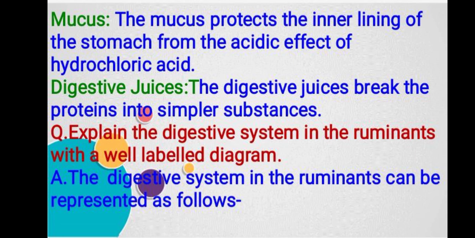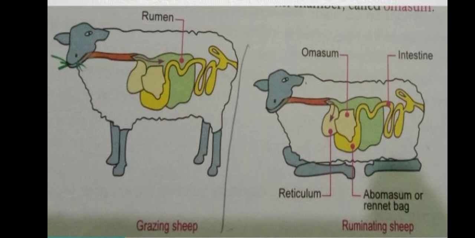Next question is, explain the digestive system in the ruminants with a well-labeled diagram. We can have diagram like this, children. You can see the very first diagram is showing the grazing shape, and another diagram is showing the ruminating shape. You can label all the parts in any of the single diagram.